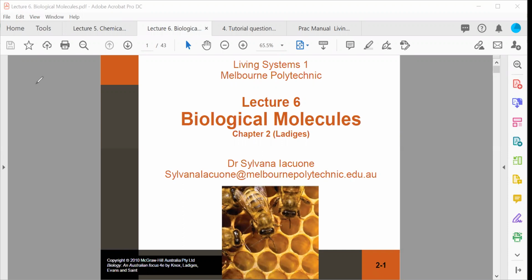4 major groups. Can anyone tell me what they are? What are the 4 major classes of biological large molecules? There's only 4 of them, and they're essential. Any ideas? You might have an idea if you've already had a quick look at this lecture. 4 major classes of biological macromolecules. No takers? Organic. All right, that's all right. I'll start you off.